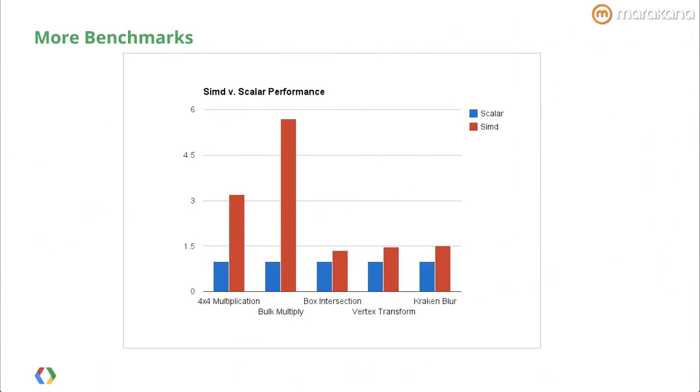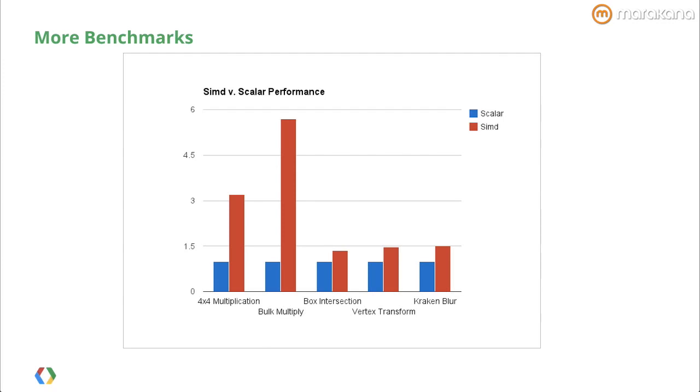So how much faster can things get with SIMD? 4x4 matrix multiplication, which is a fundamental operation in 3D graphics and physics, gets about 3 times faster, which is pretty sweet. Bulk multiply, like an algorithm like the average, things like that, can approach 6 times, 5 times faster than doing it in scalar. And that's a trivial algorithm to port from scalar to SIMD code. 2 3D boxes, a Boolean intersection test, do they overlap? Gets about 1.5 times faster.